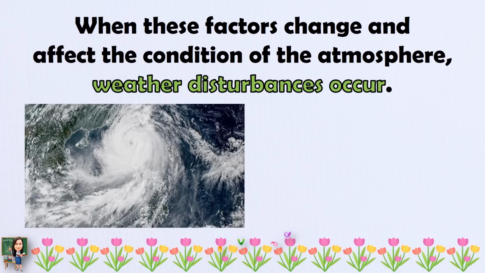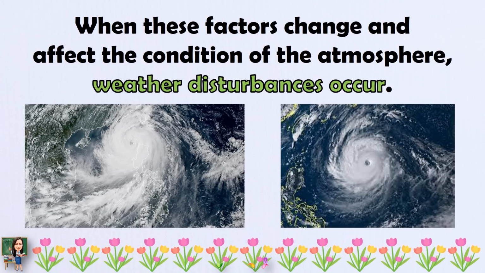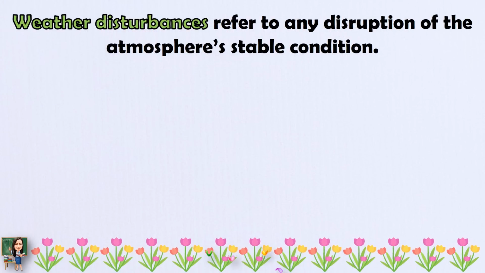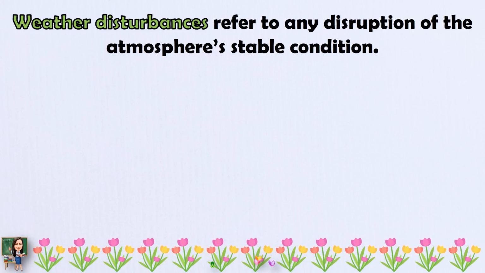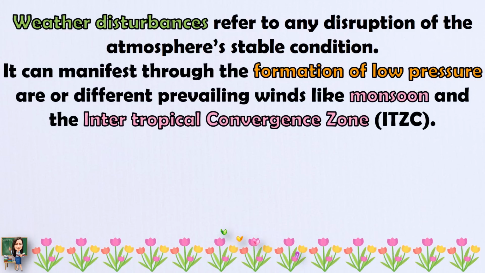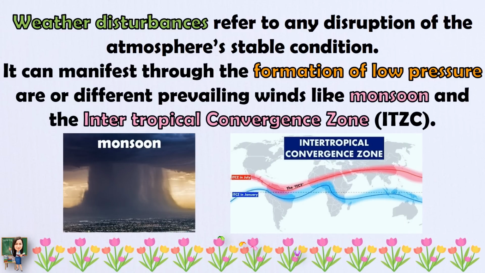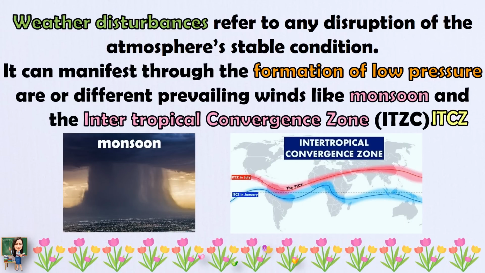When these factors change and affect the condition of the atmosphere, weather disturbances occur. Weather disturbances refer to any disruption of the atmosphere's stable condition. It can manifest through the formation of low-pressure areas or different prevailing winds like the monsoon and the Intertropical Convergence Zone or ITCZ.